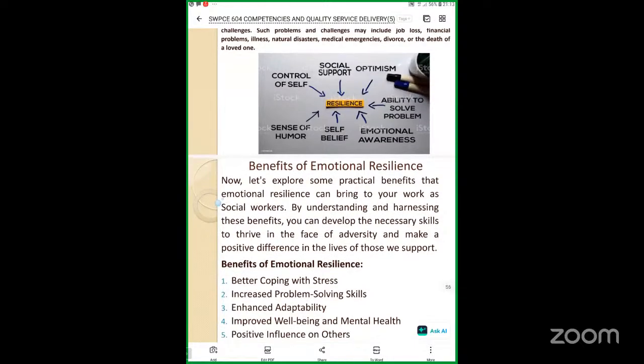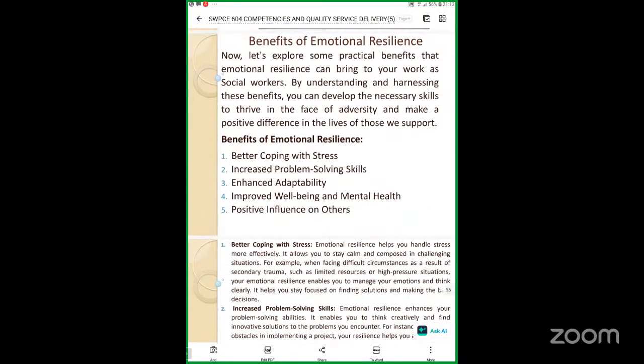What are the benefits of emotional resilience? So what are the practical benefits of emotional resilience that you can bring into your work as a social worker? By understanding these benefits, you can develop the necessary skills to thrive in the face of adversity and make a positive difference in the life of those we support.